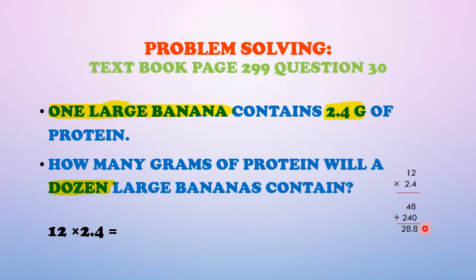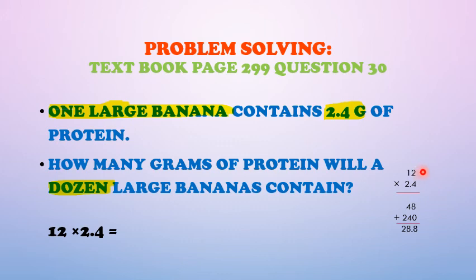To find the product, I will add the partial products. 8 plus 0 equals 8. 4 plus 4 equals 8. And I will write 2. Now I will try to find where I should write the decimal point.